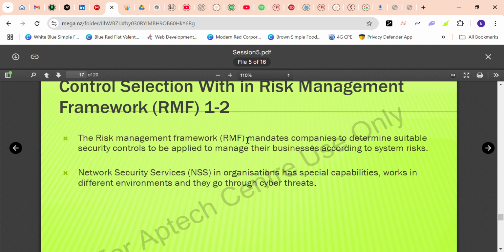Now, control selection within the risk management framework. Number one, the risk management framework mandates companies to determine suitable security controls to be applied to manage their business according to the system risk. Based on the system risk, the security controls are to be applied to organization businesses. National security systems (NSS) in organizations have special capabilities, work in different environments, and they go through cyber threats also.